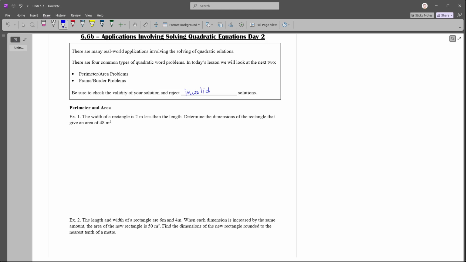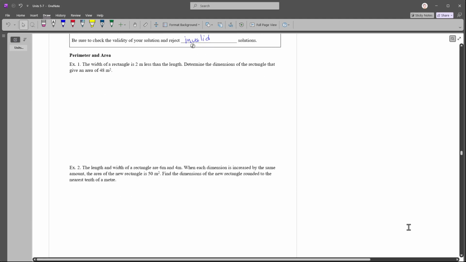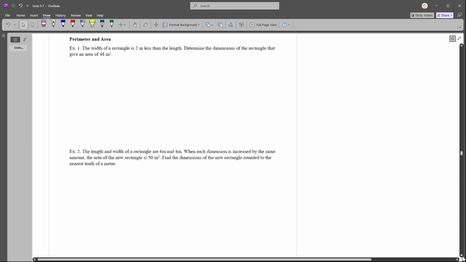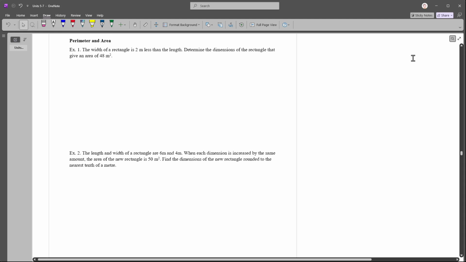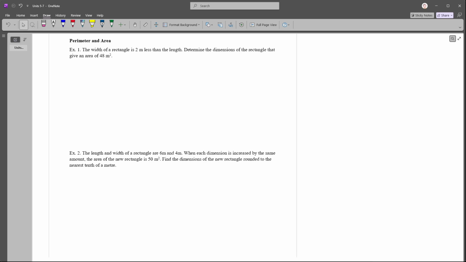So first, we're going to start off with perimeter and area problems. So the perimeter problem, let's get right down here. Maybe we can fit both questions on one page so we can see everything at once. Okay, not quite, but close enough. So the width of a rectangle is 2 meters less than the length. Determine the dimensions of the rectangle that give an area of 48 meters squared. That doesn't really give us a lot to go on. All we know is that it's asking us to determine the length and the width, the dimensions of our rectangle. So since we don't know those, that makes sense to make those our unknown variables.